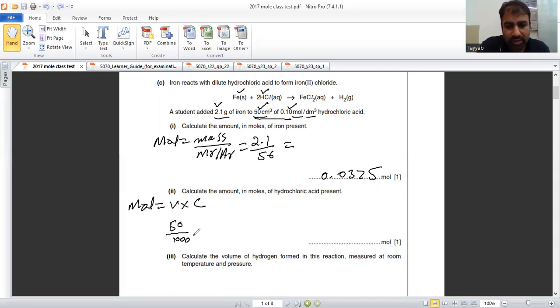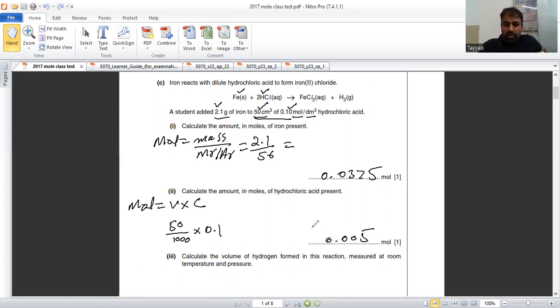Why do we have to convert it into dm cube? Because the unit of concentration is given in dm cube. So we convert it. 50 divided by 1000, multiplied by the concentration. This is the portion of volume, and this is the portion of concentration, 0.1. In the end we get the answer 0.005.